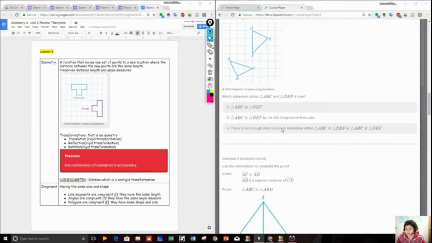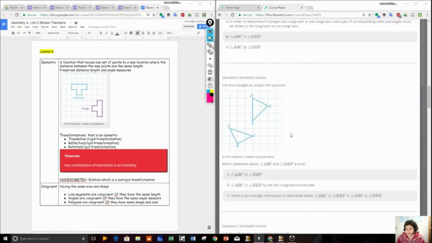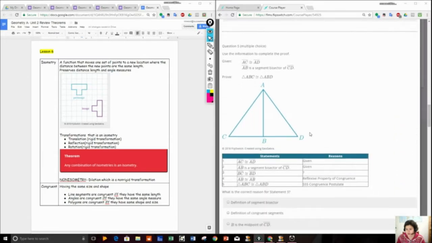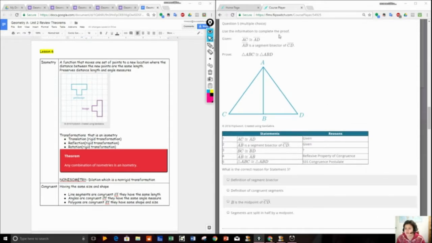Okay, question 5. I want to do a proof. Use the information to complete the proof. Given line segment AC is congruent to line segment AD, line segment AB is a segment bisector of line segment CD. Prove that triangle ABC is congruent to triangle ABD.